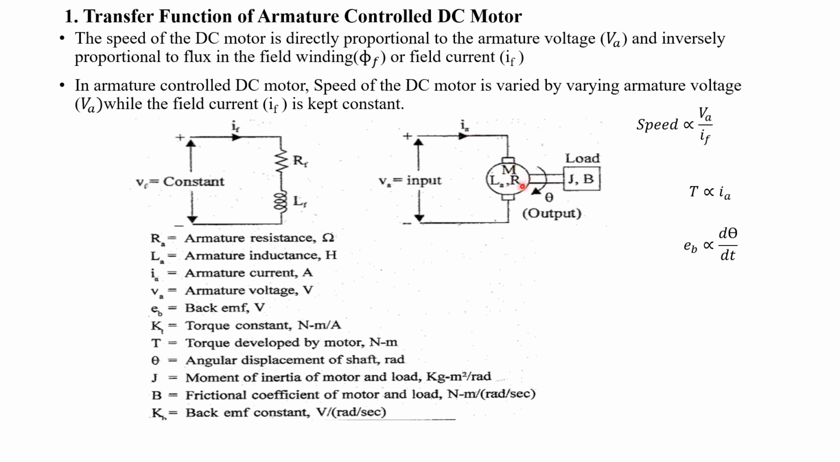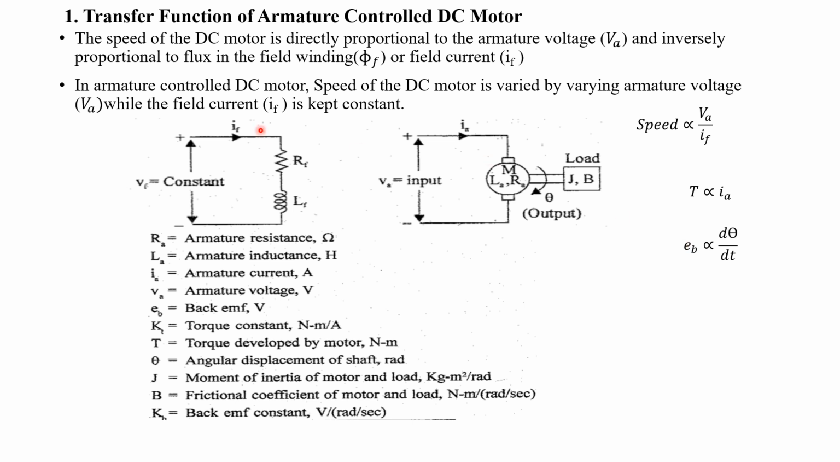While the motor is rotating, there will be a generation of back EMF, represented by EB. This back EMF will be directly proportional to the angular velocity of the motor. This is also a derived result, that is back EMF EB will be directly proportional to the rate of change of angular displacement, that is nothing but angular velocity. These two relations you have to remember, for DC motor.